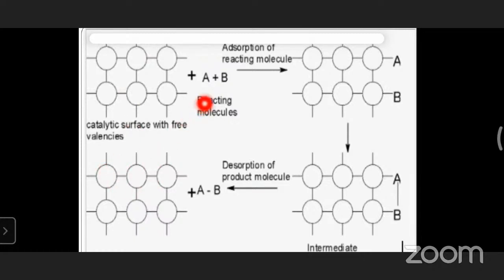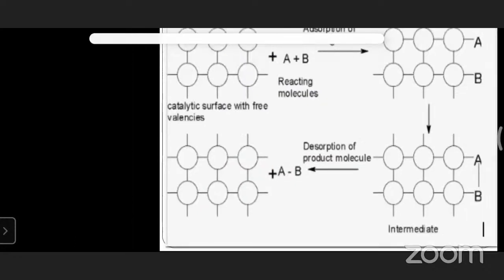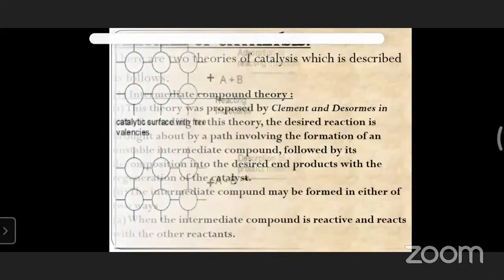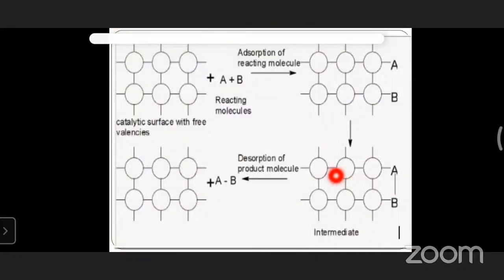A and B are the reactant molecules which are individually present here. But after completion of the total reaction, a new product is formed, with the bond existing between A and B. So this type of catalysis process is going on in this reaction. This is one of the theories of catalysis: by the formation of an unstable intermediate compound, we get a new product because of the catalyst surface. Okay, this is one of the theories.